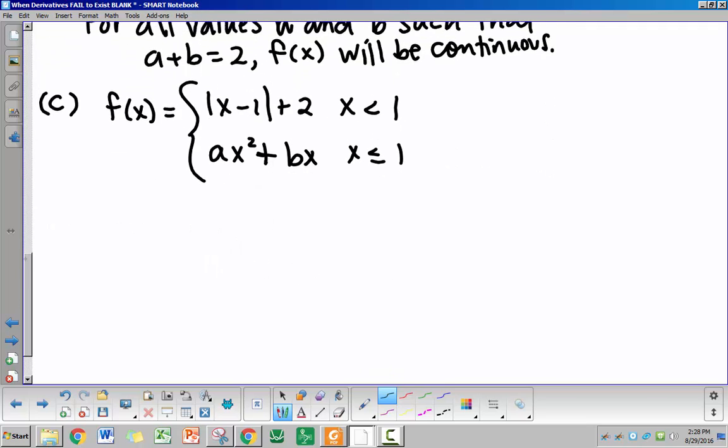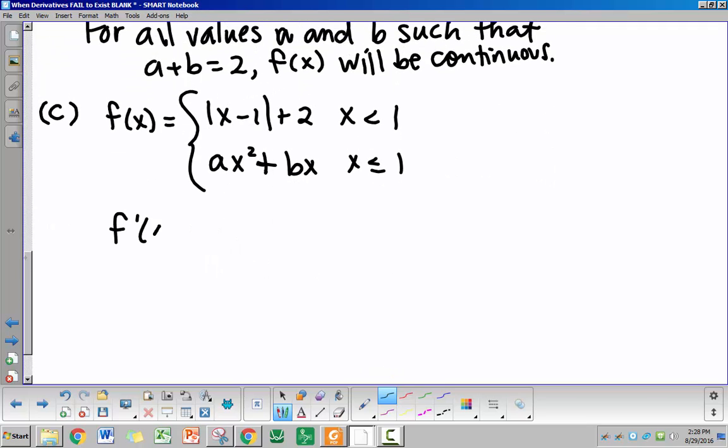Can you guys, using the power rule, come up with the derivative for the bottom piece? Power down. I'm worried I'm losing you guys, so stick with me. What's the derivative of the bottom part using the power rule? 2ax, good, plus b. That's for x greater than 1.